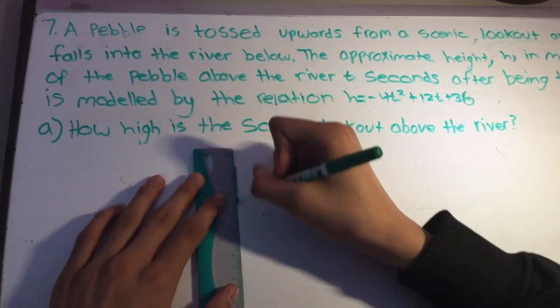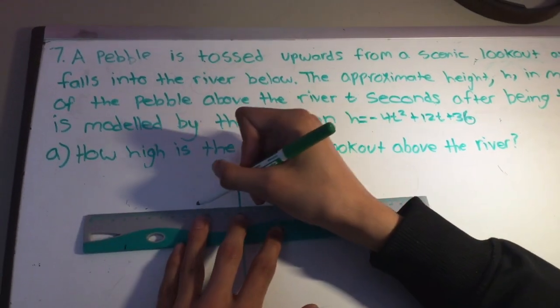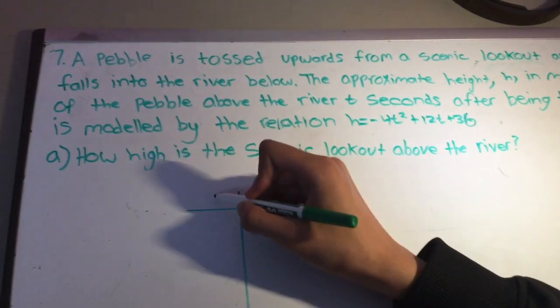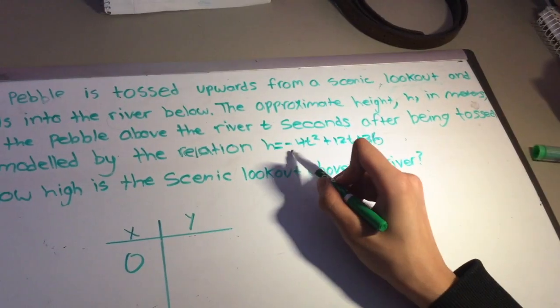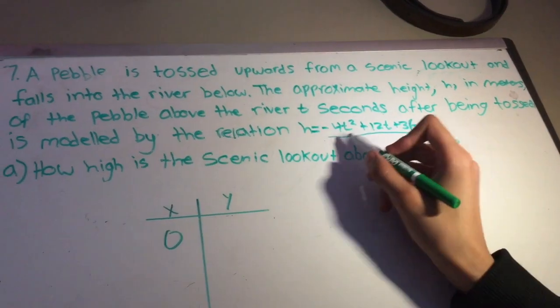So question A asks us to find the height of the scenic location. To do this, we must first make a table of values. We would have to use the value of 0 because a pebble is thrown at 0 seconds.